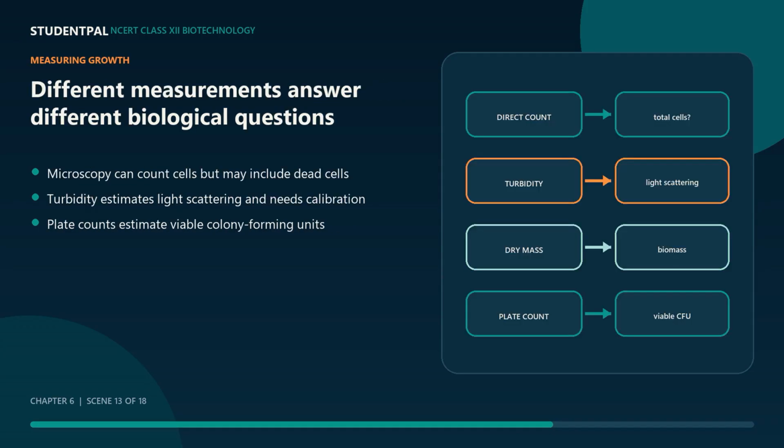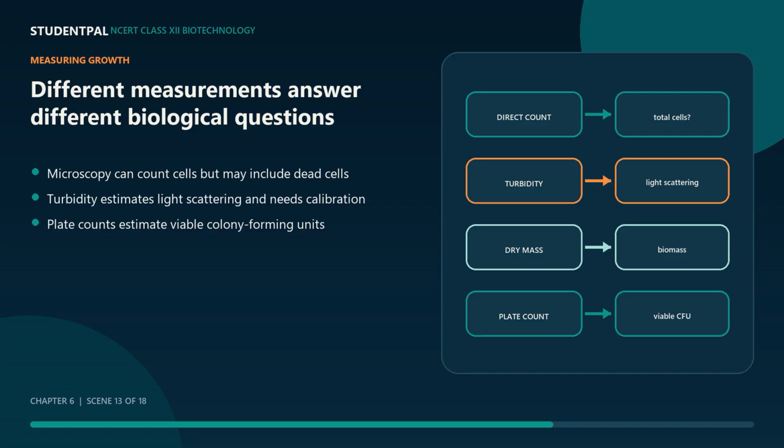A direct microscopic count estimates particles or cells in a known volume, but unless viability is assessed separately, it may include living and dead cells. Turbidity or optical density measures how strongly a suspension scatters light. It is rapid and useful for following growth, but it is an indirect estimate, becomes non-linear at high density, and requires calibration for the organism and instrument.